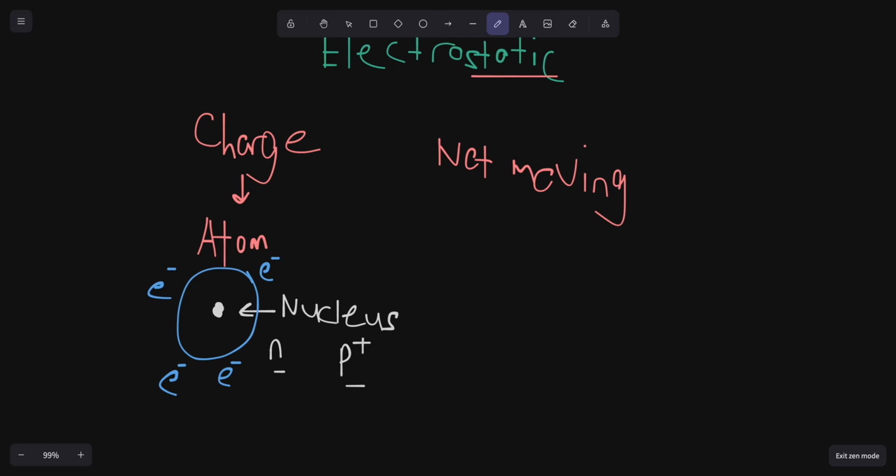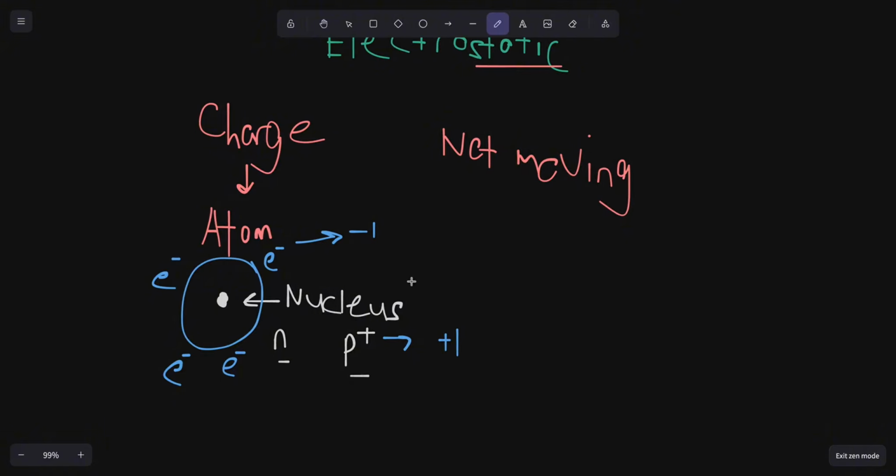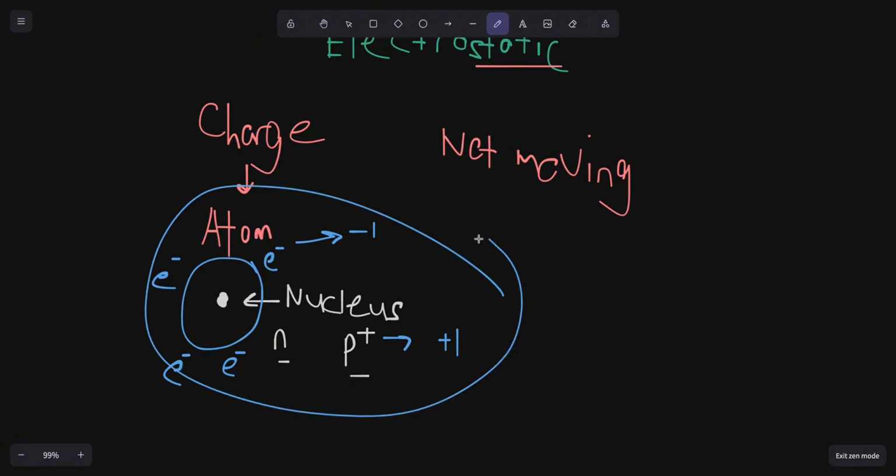For now, let's keep this pretty simple. We can say that a proton has a +1 charge. It's positively charged, so I'll just say it has a +1 charge. Electrons are negatively charged, so I'll say they have a -1 charge. And neutrons have no charge, so they're just neutral. That's basically the foundation we're going to build upon.